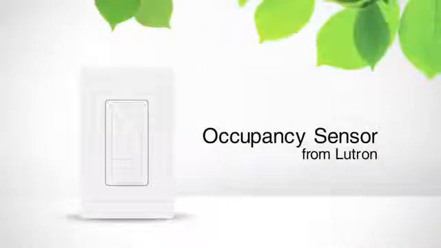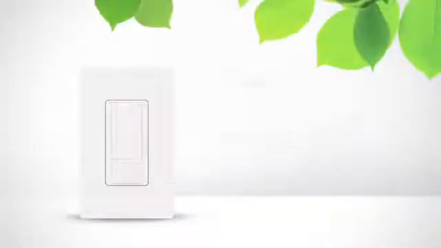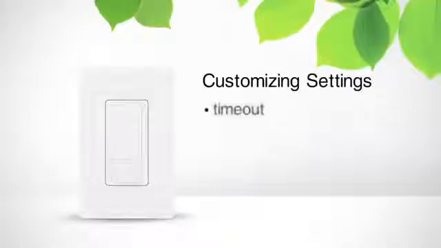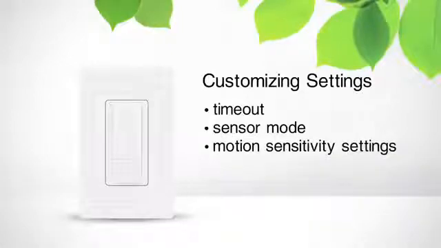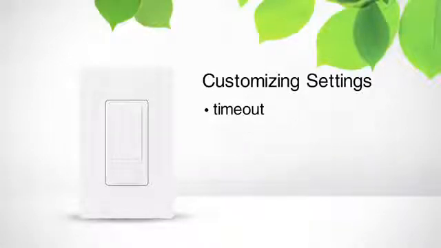Your Lutron occupancy sensor comes with standard default settings that you can easily customize to fit your needs. Here's how to change the timeout, sensor mode, and motion sensitivity settings. Timeout is the delay until the lights go out after a person has left the room.